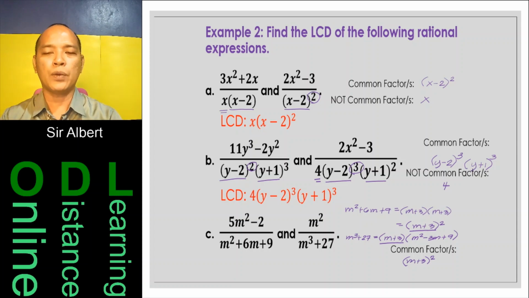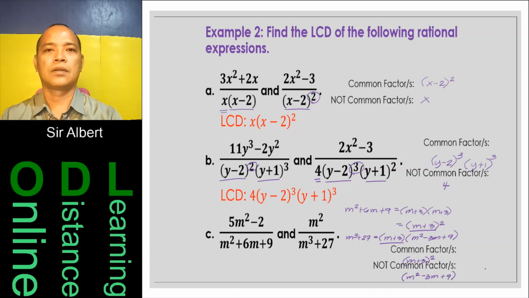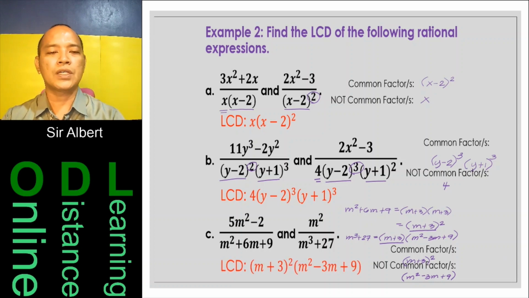So we move on with the next step on finding the not common factor. The not common factor for both of these denominators would be m squared minus 3m plus 9. Combining the common and the not common factors, we then get the LCD, which is the quantity of m plus 3 squared times the quantity m squared minus 3m plus 9.